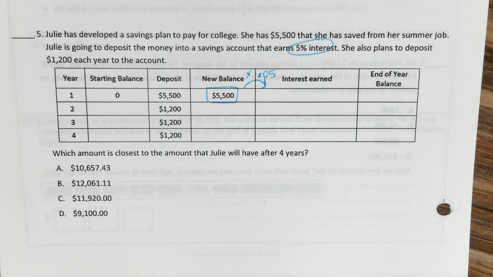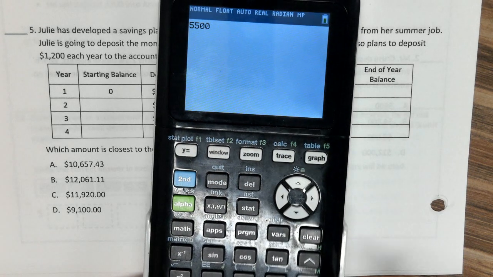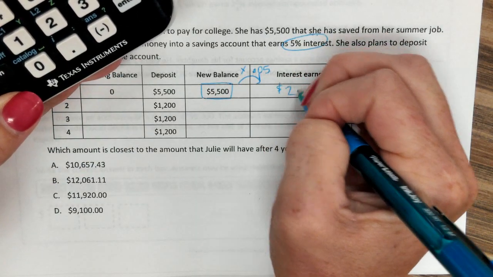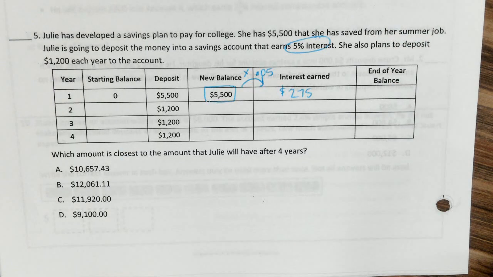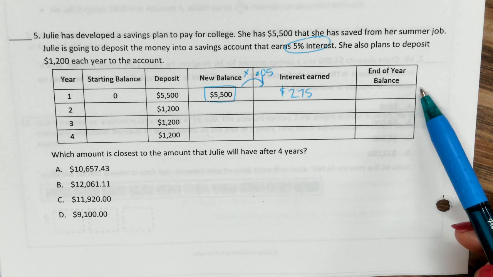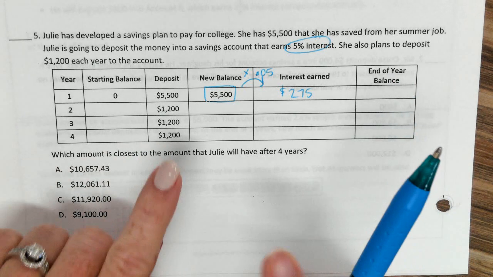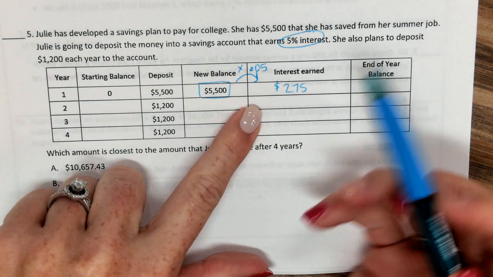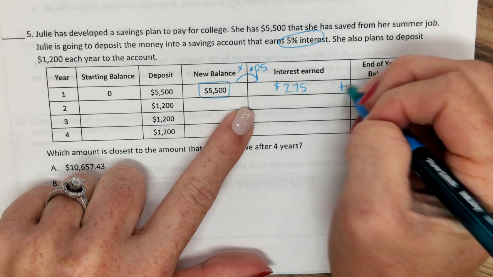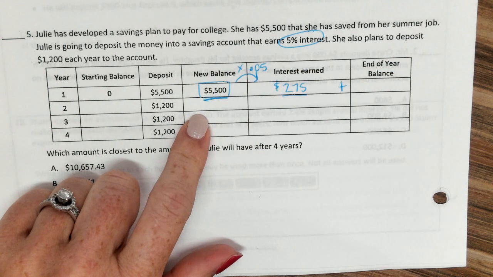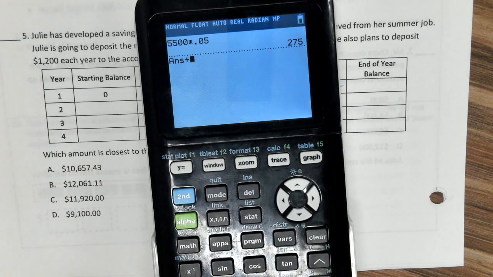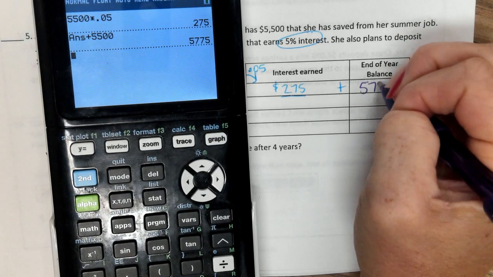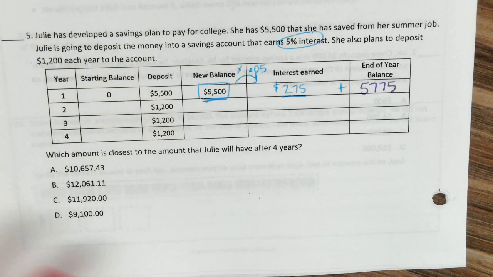So everybody do 5,500 times 0.05. What did you get? $275. Now, what does the last box say? What is the end of year balance? Well, she had $5,500. She made this in interest, so to get this number, you simply add these two things. Yes? So plus 5,500, and she now has $5,775 at the end of the first year.